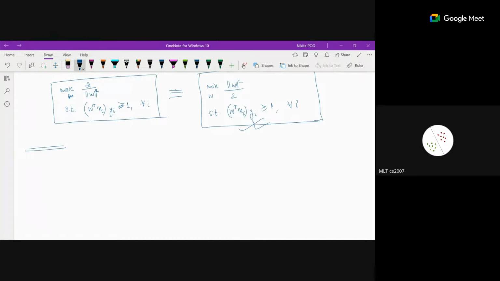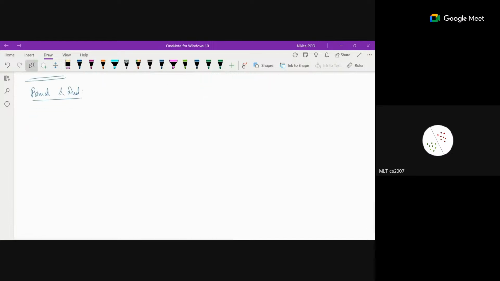So, okay, we'll just look at the primal and the dual first, and then we'll come back to this equation, like how to solve this. So let's say the primal problem is: min over W of f of W, subject to the constraint g of W less than or equal to 0.